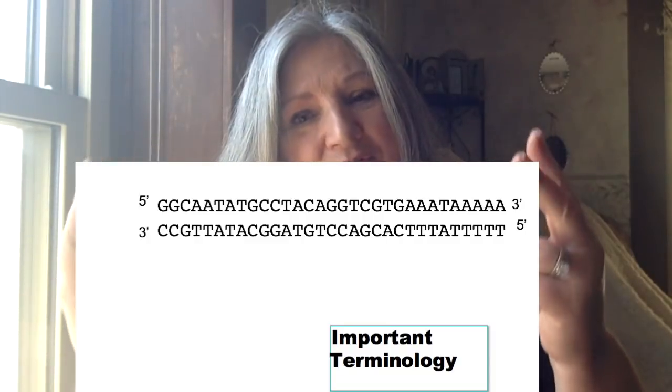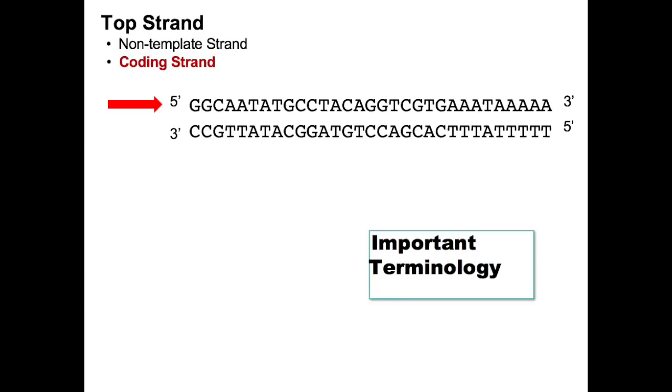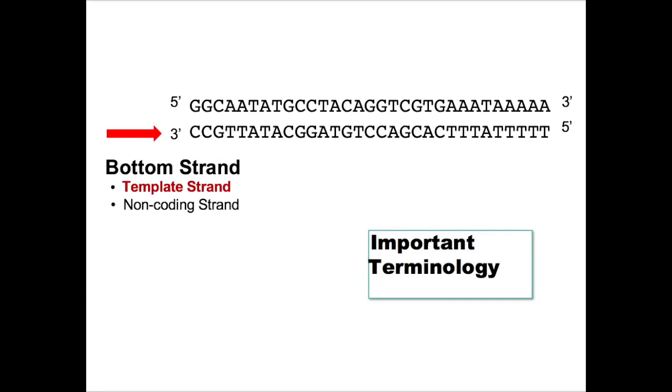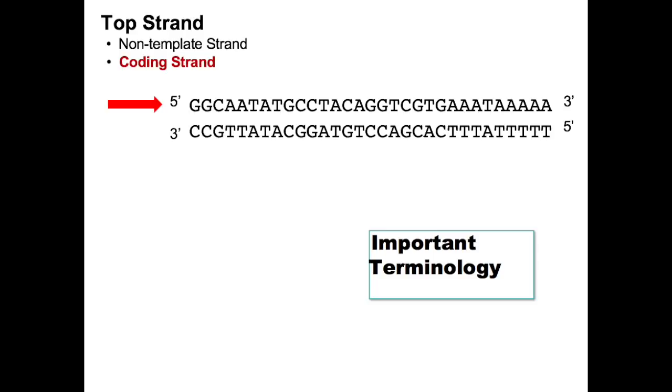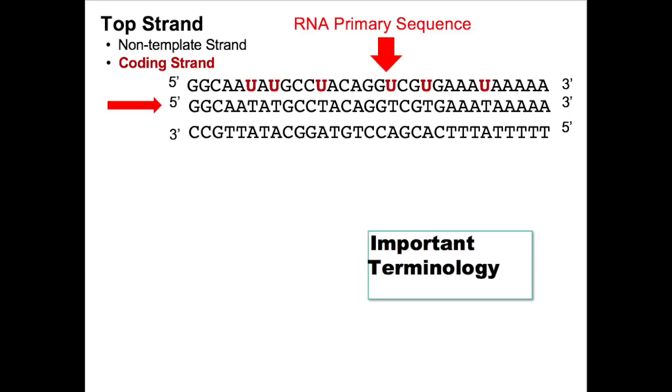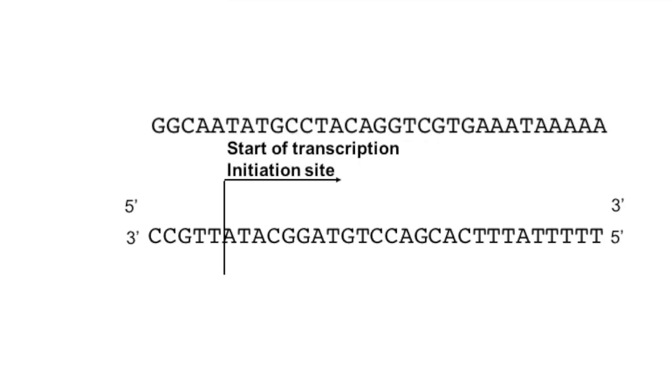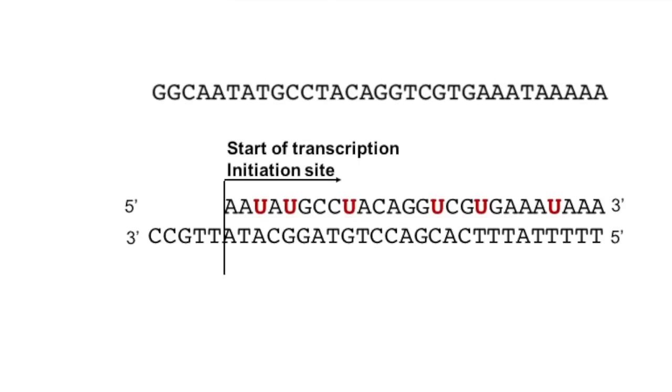Before we get started, it's important to get some terminology straight so that we all start on the same page. RNA is transcribed from genes. When the genetic sequence is written with two strands, the top strand will be the coding strand and the bottom strand is the template strand. The top strand is called the coding strand because it's the same sequence as the primary RNA transcript is going to be, except that the RNA is going to include U's instead of T's. The bottom strand is the strand that's going to be used for the template for the synthesis of RNA.